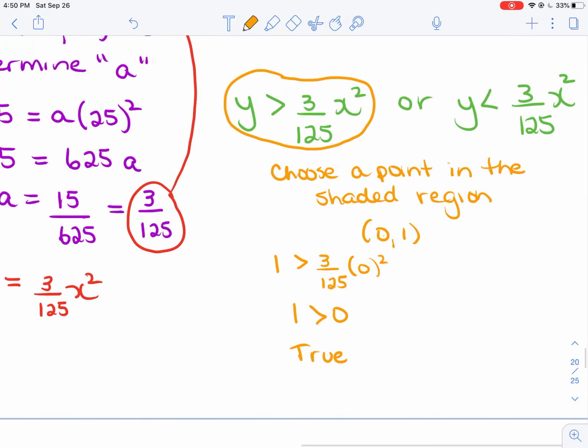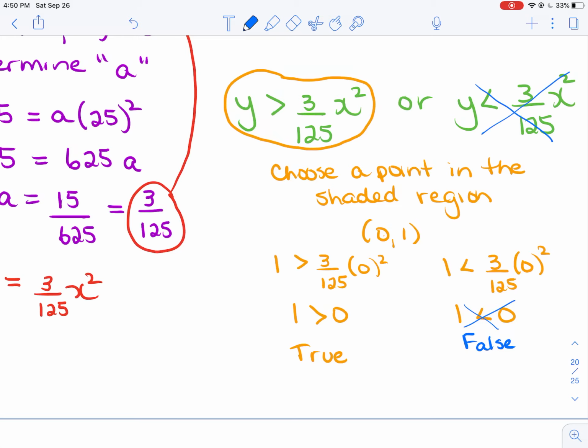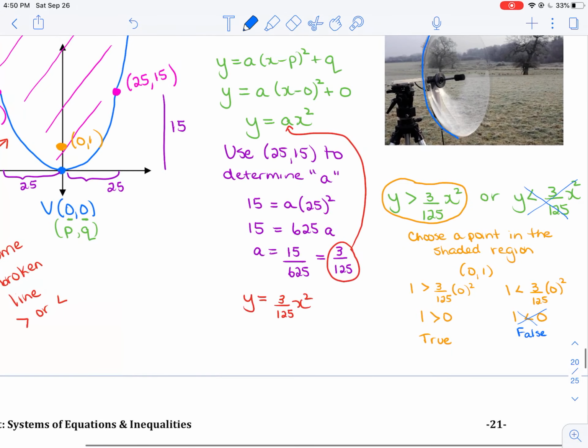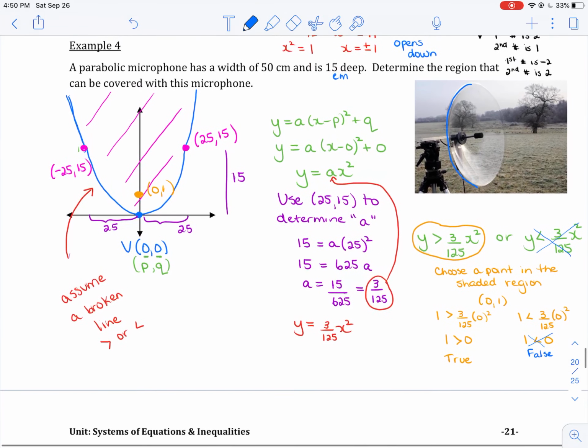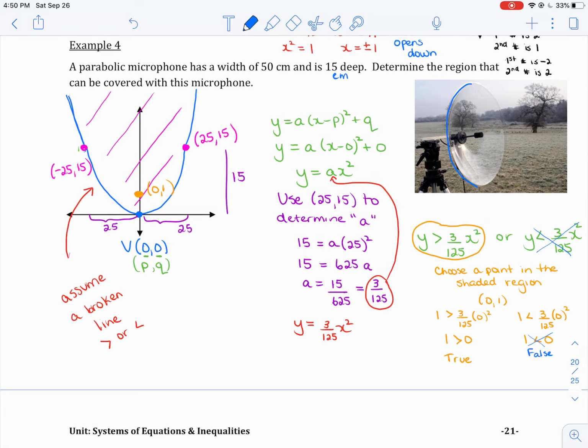If I tried to use the other inequality, putting 1 in for y, I would have 1 is less than 3 over 125 times 0 squared. That would mean 1 is less than 0, and that is false. That doesn't work, so this would not be the inequality that I would want. That concludes that question. We have graphed the region. We have given the inequality that represents it.